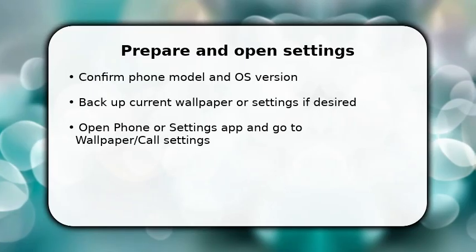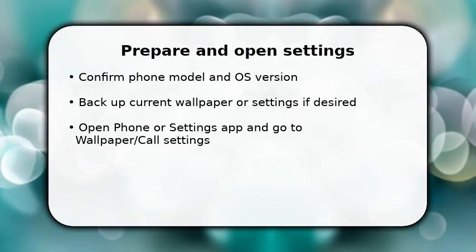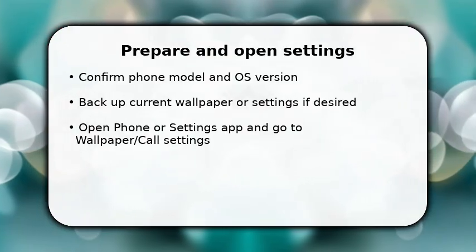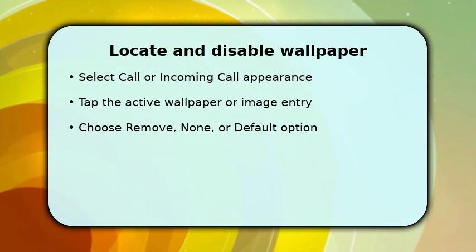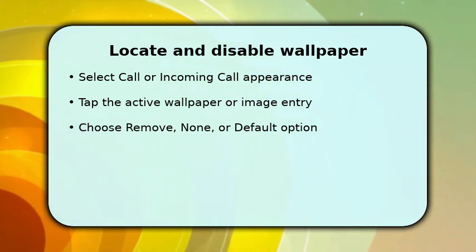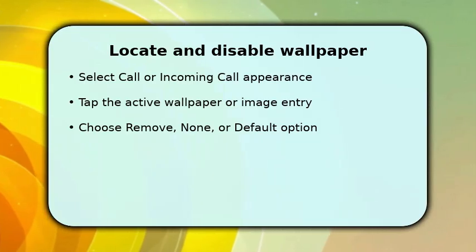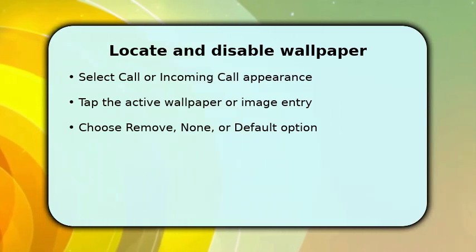Don't browse other menus. This gets you to the exact place where call wallpapers are defined and ready for immediate change. Once you're in call settings, find the incoming call appearance or call wallpaper entry and tap it to reveal options. Make sure to inspect both default and custom tabs. Some phones store images in contacts or themes apps.